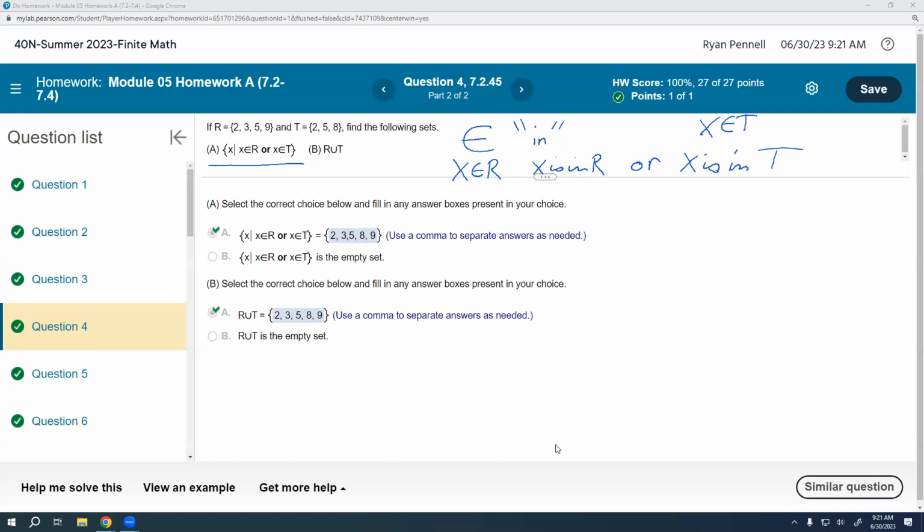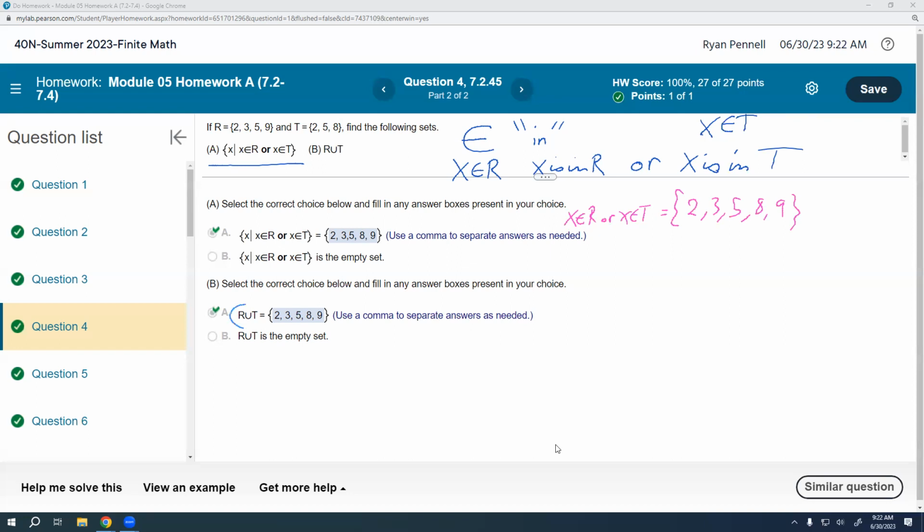Okay, well, what set does that look like? So let's list all of the numbers that are in R or T. So X in R or X is in T would be the set 2, 3. It doesn't look like we have a 4, 5, 8, 9. Those are in R or they're in T. Right? So that's the list. But we're not going to write anything more than once.